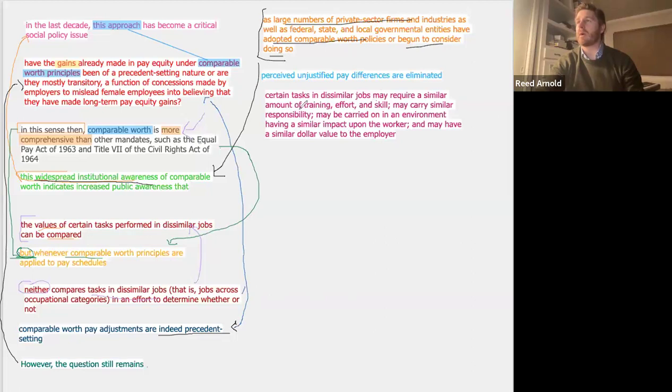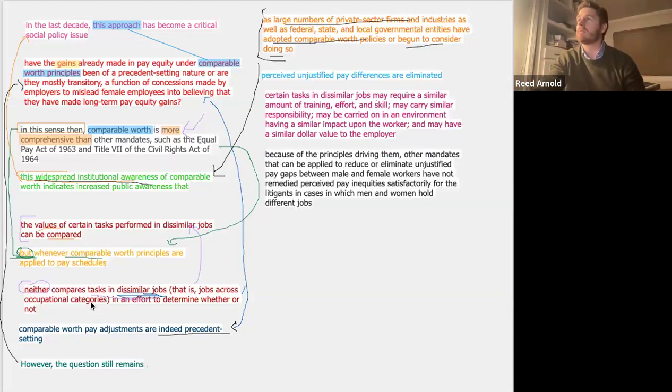Certain tasks may require a similar amount of training, effort, skill, may carry some responsibility, may be carried on in an environment and may have a similar dollar value to the employer. Okay. Again, this looks like the dissimilar jobs distinction. And so this might come early as setting up the problem of determining the value of work. And then introduce how comparable worth actually deals with that. Maybe that's where this chunk of text comes.